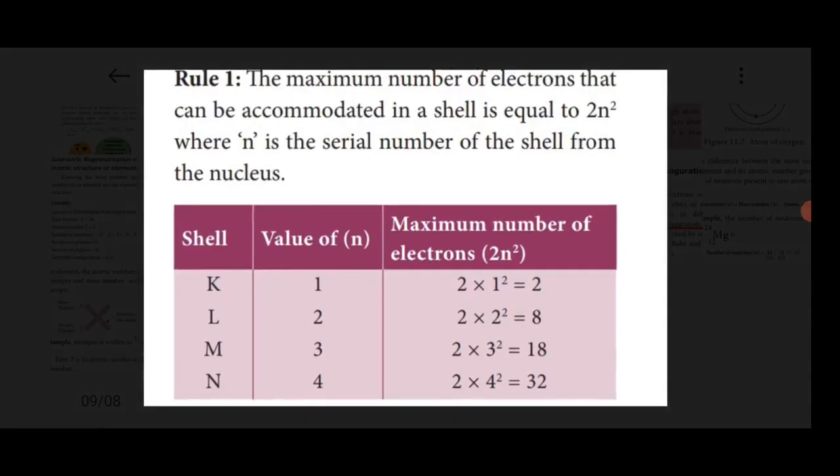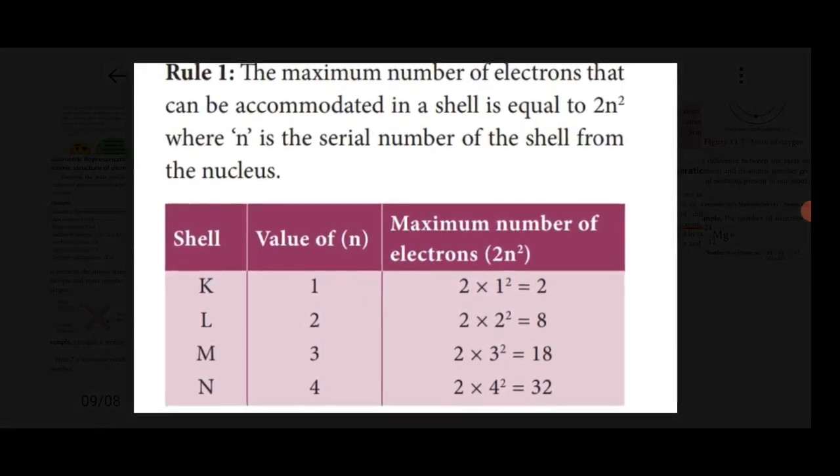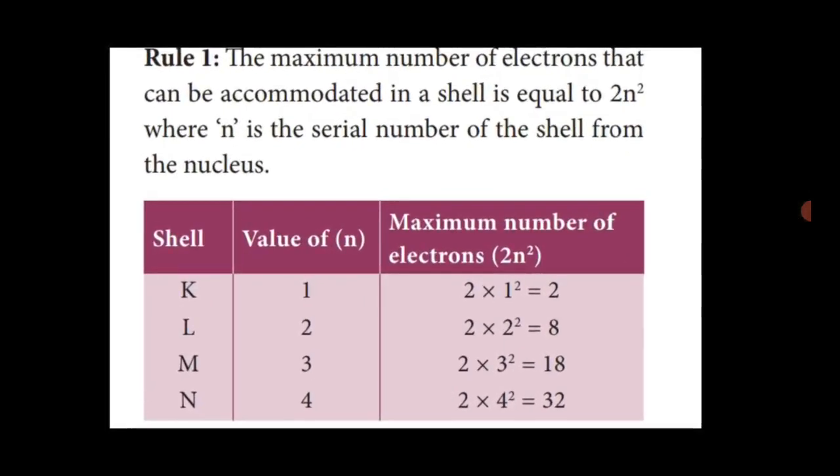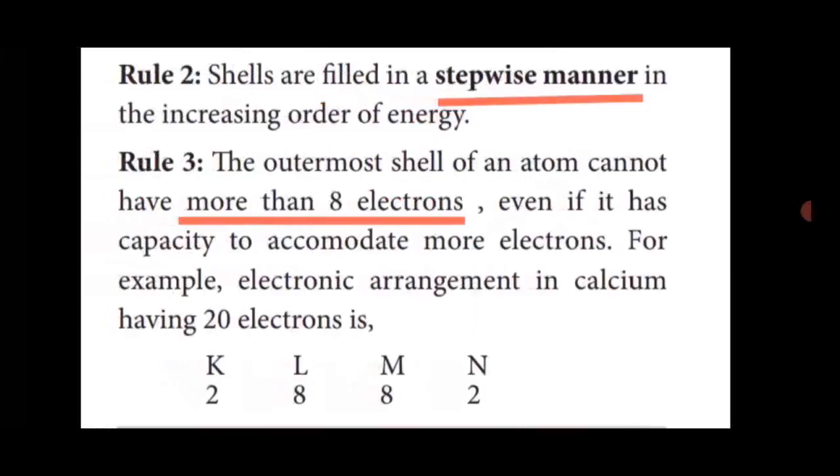So for the maximum number of electrons, what is the formula? 2n squared, where n is nothing but the serial number of the shell. The K shell serial value is 1, L shell serial value 2, M shell value 3, N shell value 4. This is the first rule. Let's move on to the second rule.